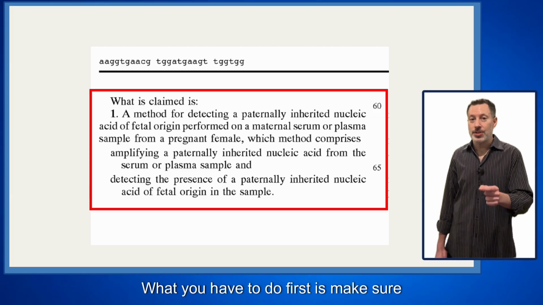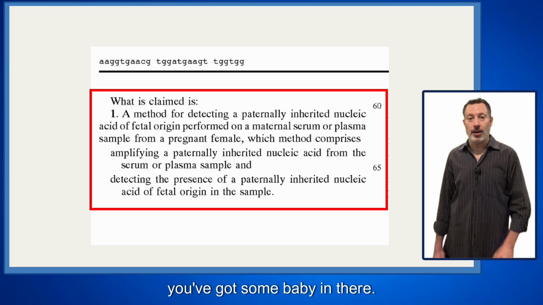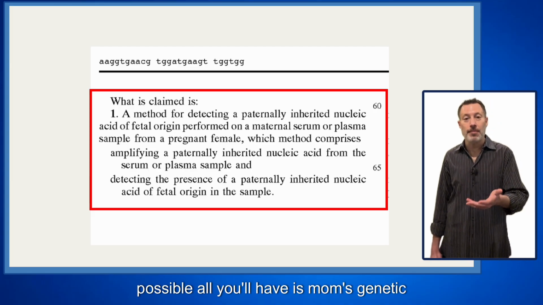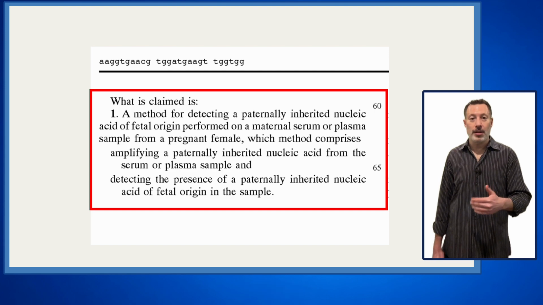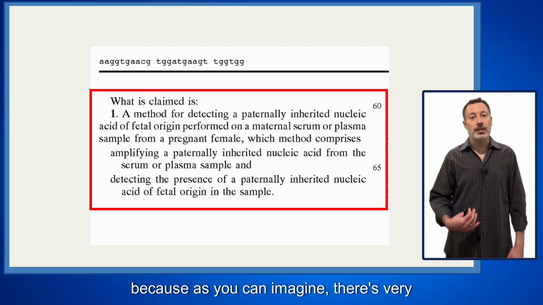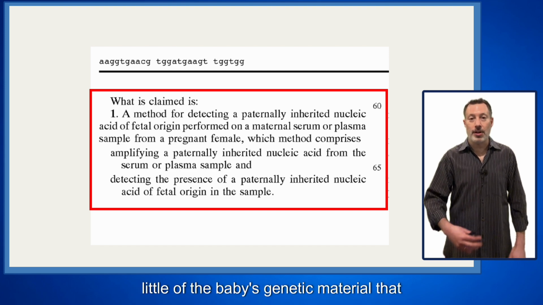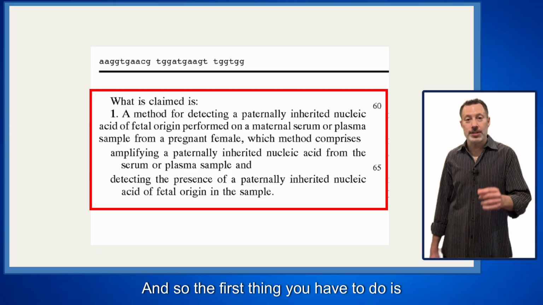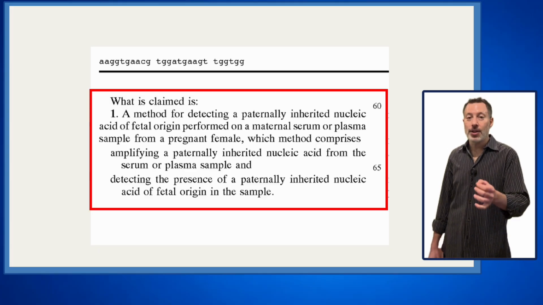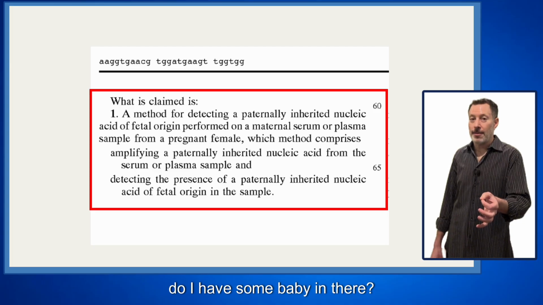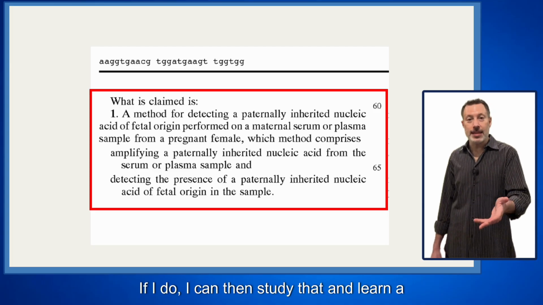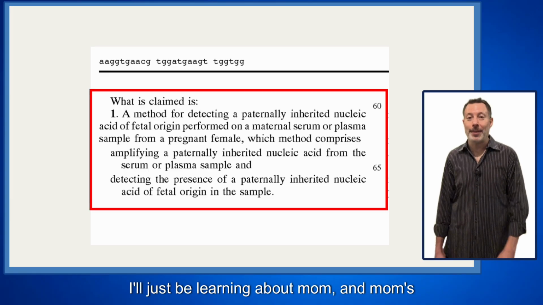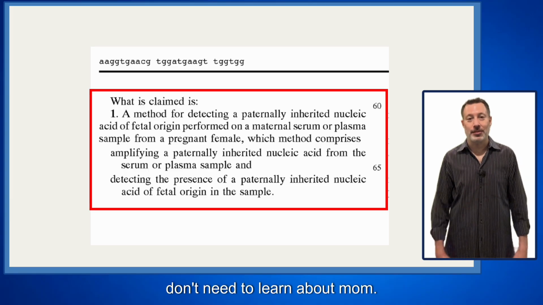What you have to do first is make sure you've got some baby in there. If you get a blood drop from mom, it's possible all you'll have is mom's genetic material, because as you can imagine, there's very little of the baby's genetic material that makes it all the way to mom's bloodstream. And so the first thing you have to do is get a blood sample from mom and check, do I have some baby in there? If I do, I can then study that and learn a lot about the kid. If I don't, I'll just be learning about mom, and mom's right there. I don't need to learn about mom.